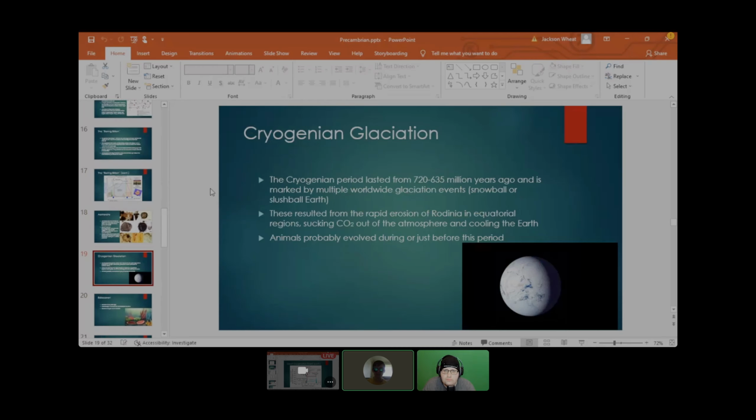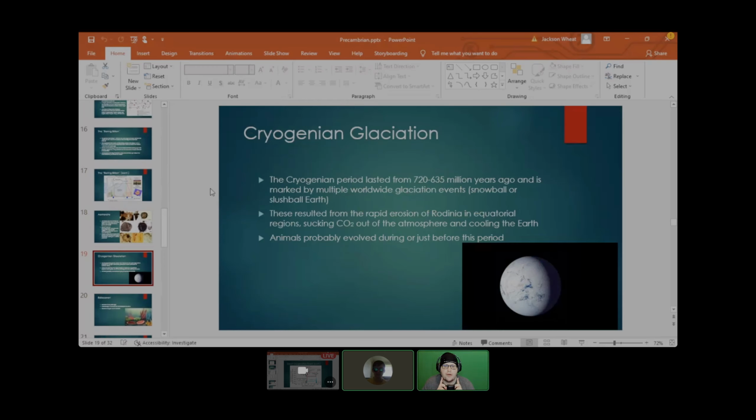You had Rodinia. So Rodinia was the supercontinent that was present at the time, and it was basically all in equatorial regions. That means that it was getting weathered a lot. And so the weathering of rocks sucks carbon dioxide out of the atmosphere, and carbon dioxide is a greenhouse gas, and since that's being pulled out, it's getting a lot cooler, and there's this feedback loop, and it got colder and colder.